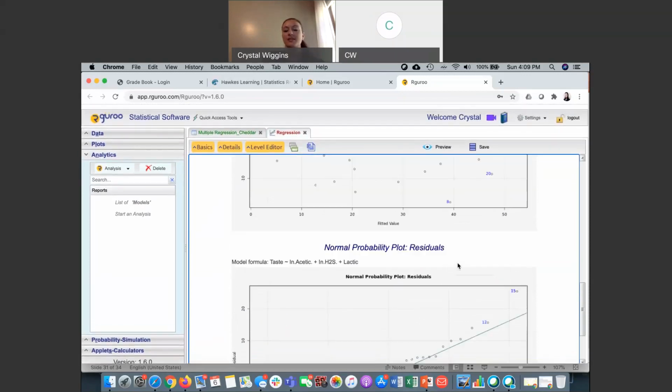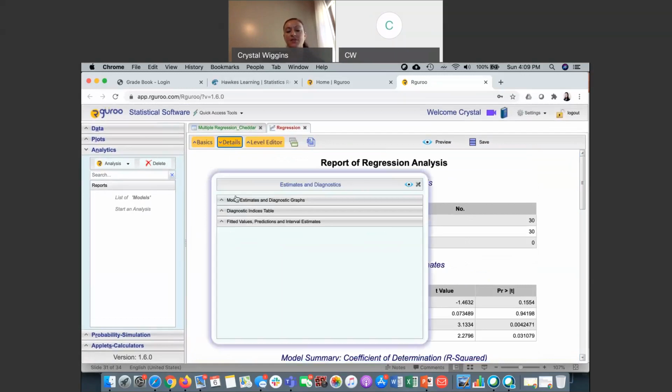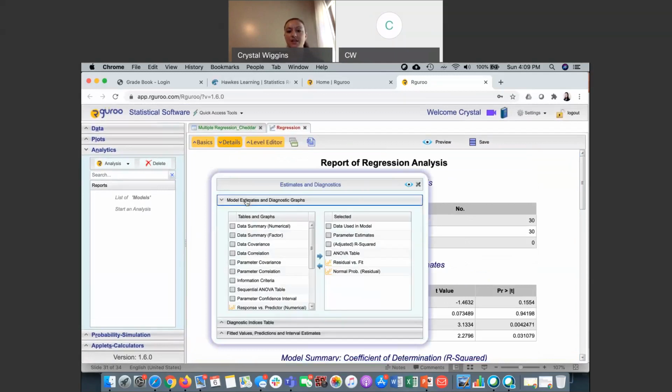Now, the one thing that this report didn't give me was the coefficient matrix. So that actually doesn't come up in the basic window. We have to go to details. We go to the very first line, model, estimates, and diagnostic graphs. And it is the data correlation. So you select data correlation and you put this arrow over and say, hey, I would like to see the coefficient matrix, an eyeball.